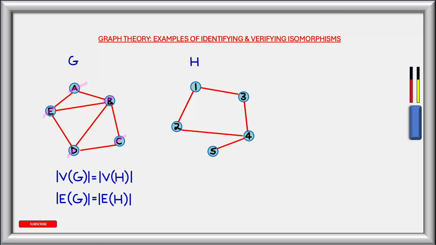And in graph H we have 1, 2, 3, 4 and 5. The number of vertices in each graph is 5 and therefore equal.